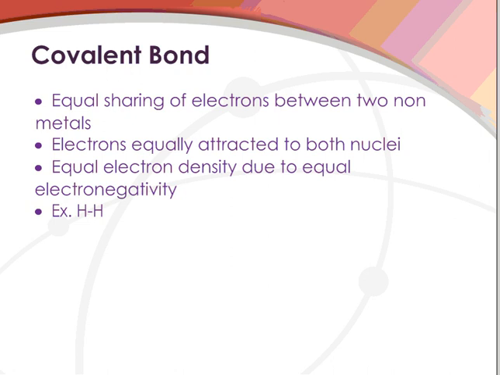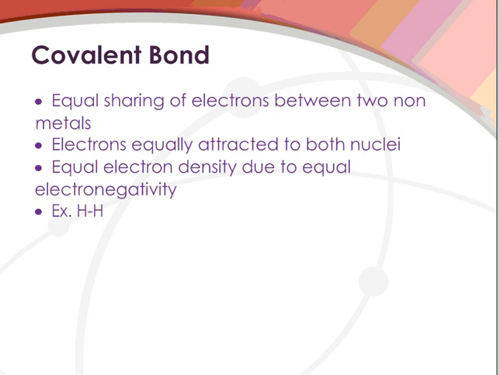So let's remember here that a covalent bond is the equal sharing of electrons between two nonmetals. Remember, if you have two nonmetals, you can't have any charges that bring them together because the charges on two nonmetals would both be negative. So we end up sharing electrons. So electrons are actually equally attracted to both nuclei. The equal electron density is due to equal electronegativity.